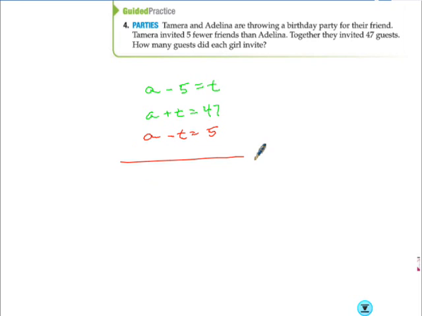All right, you've unpaused. Hopefully you have 2A equals 52. So A equals 26. So that's how many Adelina invited, which leaves 21 for Tamara.